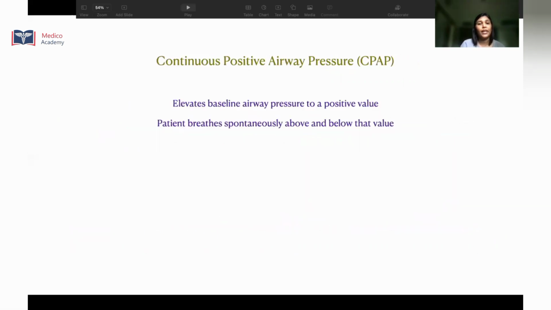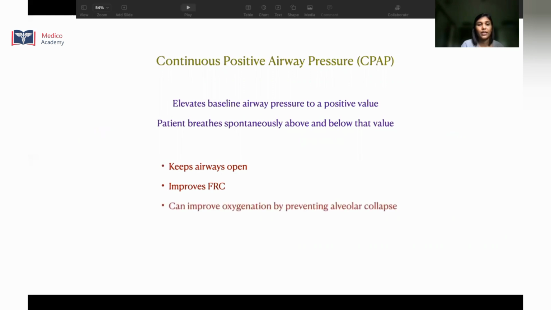So CPAP elevates the baseline airway pressure to a positive value, and the patient breathes spontaneously above and below that value. So the advantages are that it keeps the airways open, improves FRC, or the functional residual capacity, and thereby improves oxygenation by preventing alveolar collapse. So that's the advantage of using CPAP.